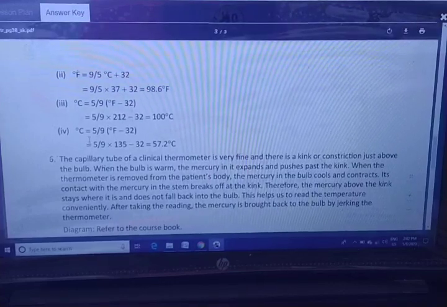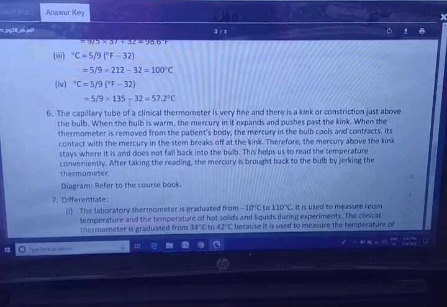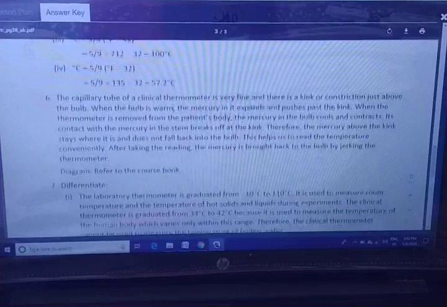And the last one, degree Celsius is equal to 5 by 9 into degree Fahrenheit minus 32. So the degree Fahrenheit value was 135, and the total answer is 57.2.